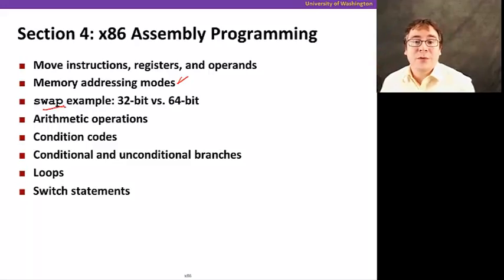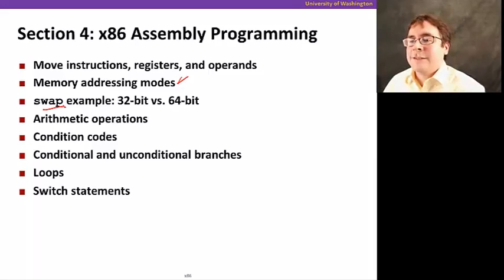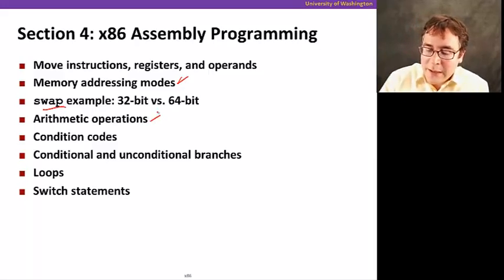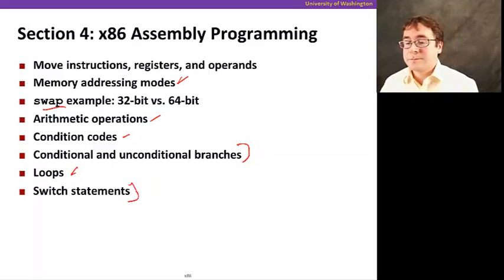That's going to be an opportunity for you to see the difference between 32-bit assembly in x86 and x86-64. Then we're going to look at arithmetic operations, how to use condition codes, how to do branches, and how to write loops with assembly. Then we're going to end with switch statements.